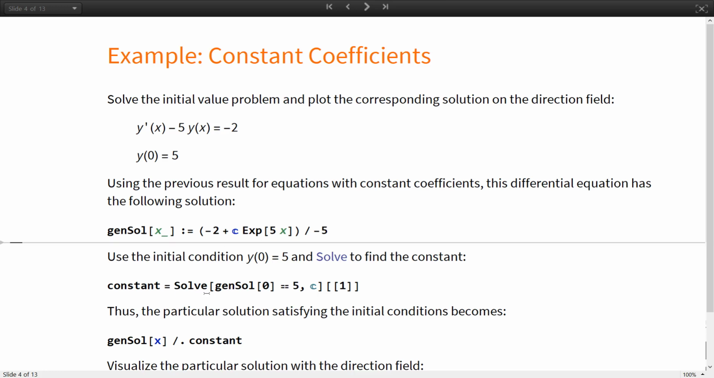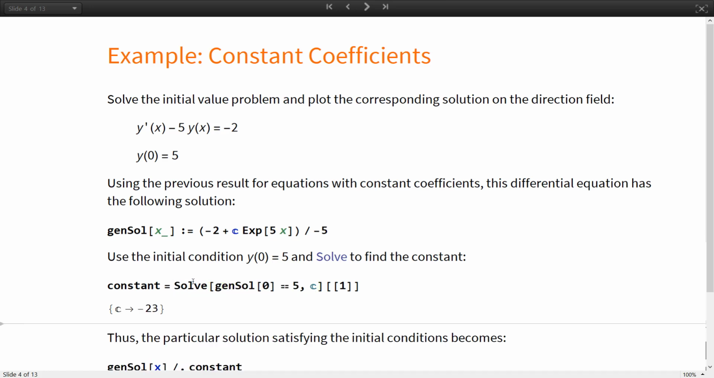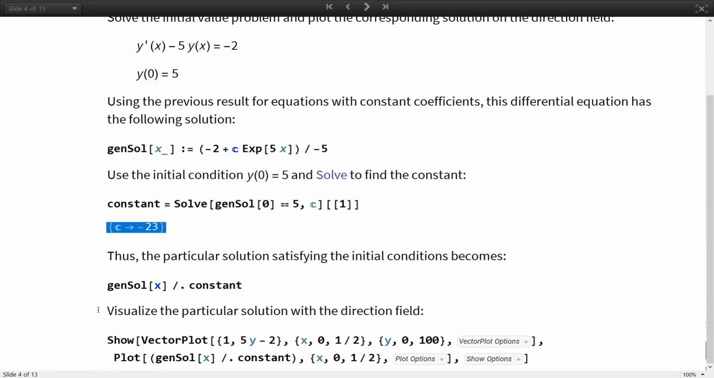To apply the initial condition, evaluate the general solution at x equals 0 and set this result equal to 5. Now that we have set up the equation, use Solve to solve the resulting equation for the constant c. We can see that when c is equal to minus 23, the general solution will satisfy the initial condition. Therefore, we can write the solution to this initial value problem by using c equal to minus 23 in the general result.